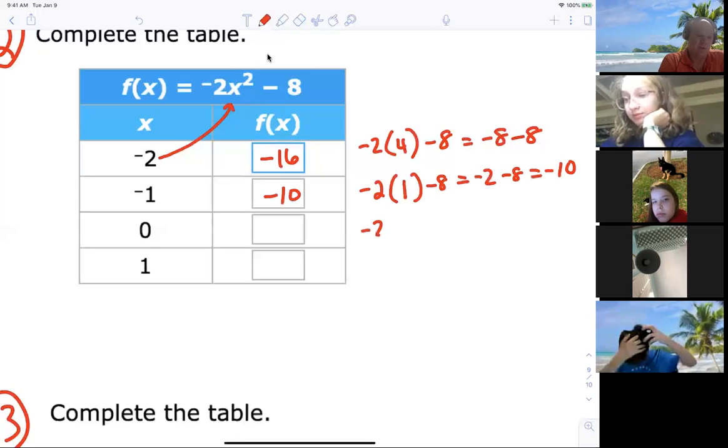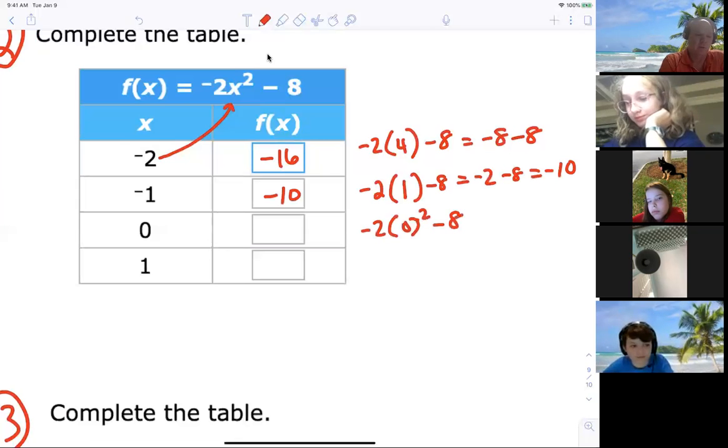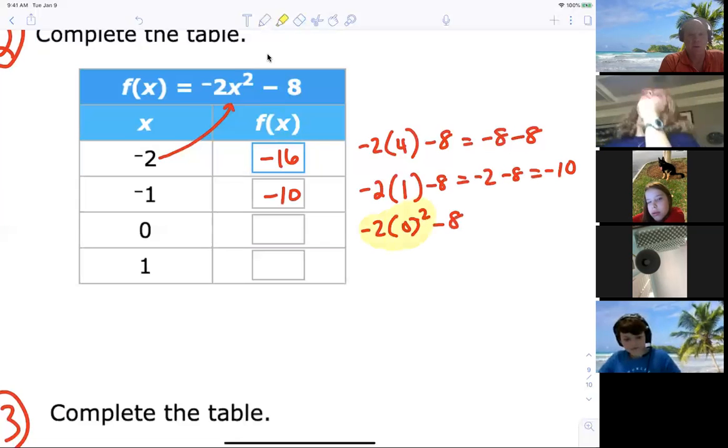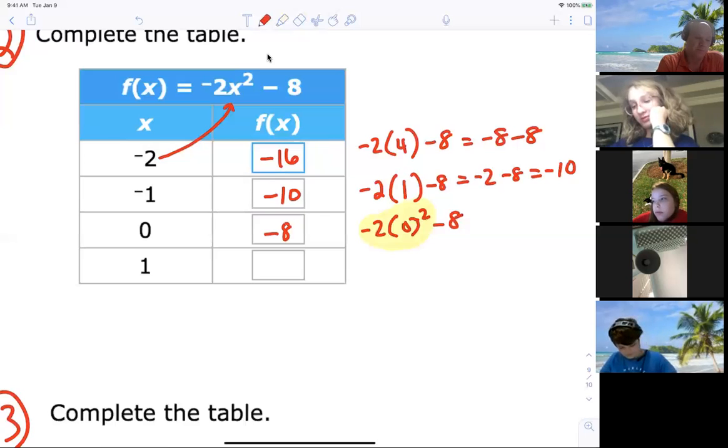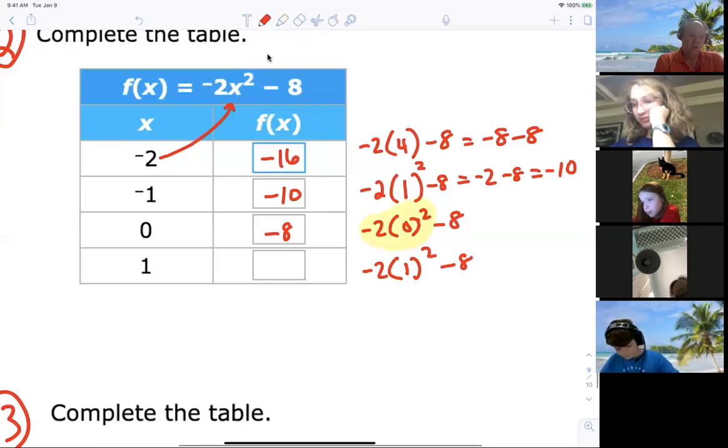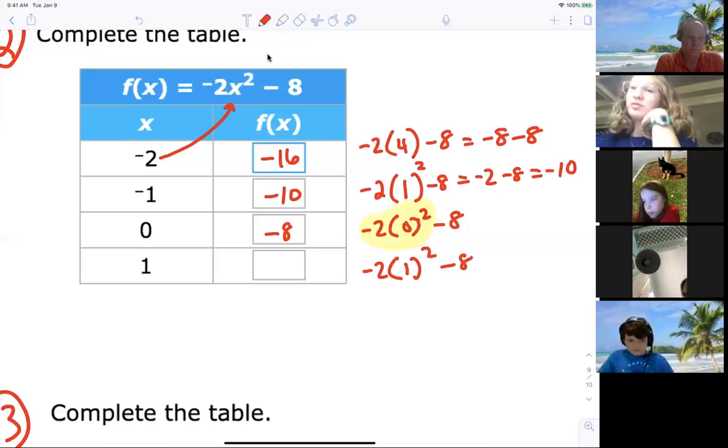So now we do negative 2 times 0 squared. What is 0 squared? 0, and then times negative 2 equals 0, so it has to be negative 8. Beautiful. Okay. What's 1 squared? 1. Right.